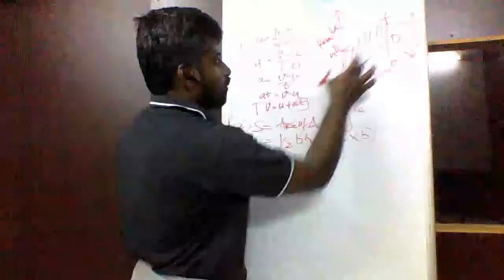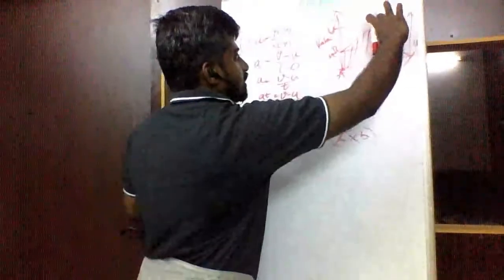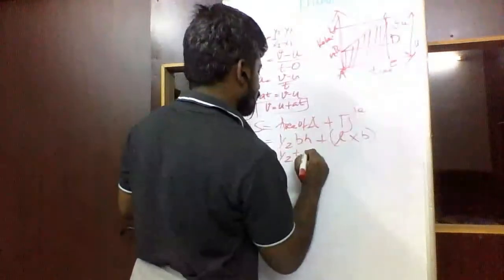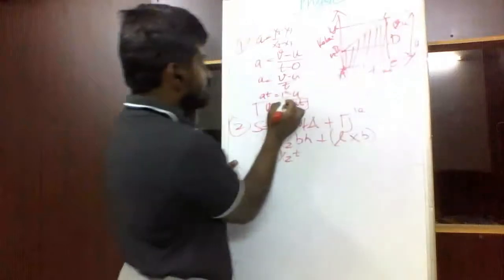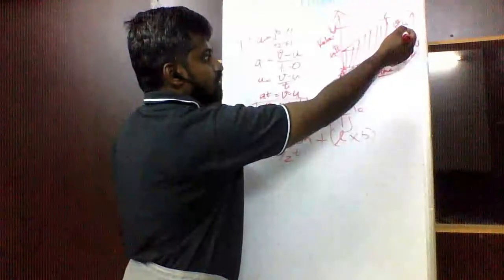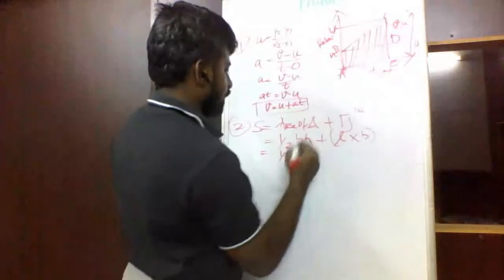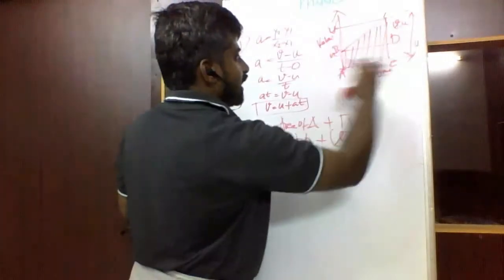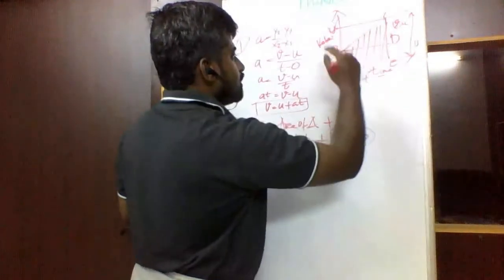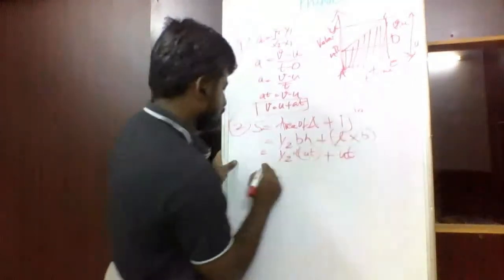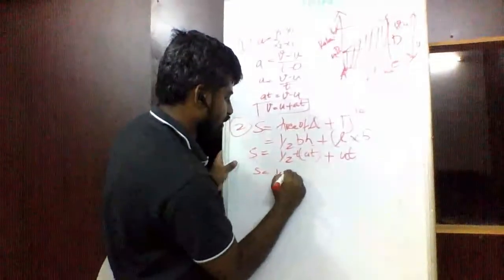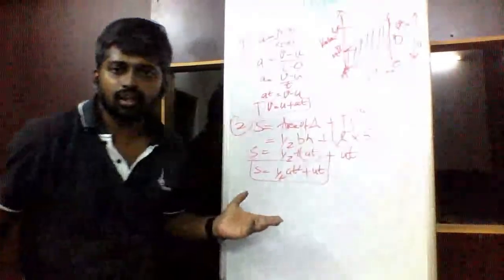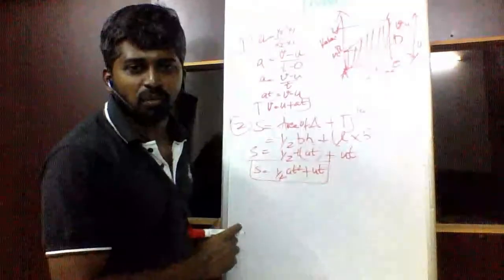Half into what is B? B is T. What is H? For this triangle, H is equal to V minus U, and V minus U is equal to AT. So instead of V minus U, for this triangle, I am putting AT. Plus length into breadth. For this rectangle, length is T and breadth is U, so UT. Done. S is equal to half AT square plus UT, so S is equal to UT plus half AT square. I have crossed 2 minutes, but anyway.